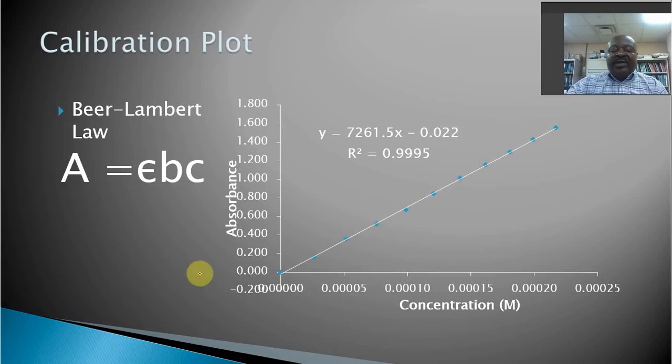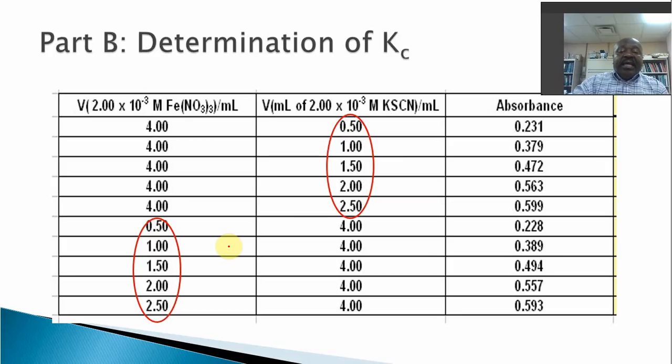Here's my calibration plot. Pretty good, pretty good. 0.9995 R squared. That means it's pretty good. All right. That's our calibration plot. Now, equilibrium solutions.